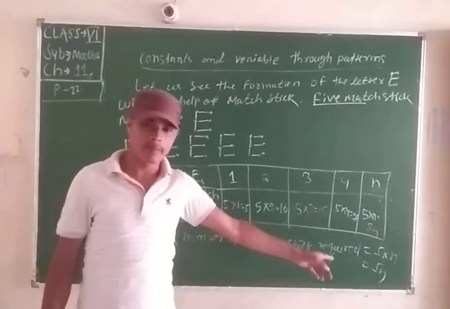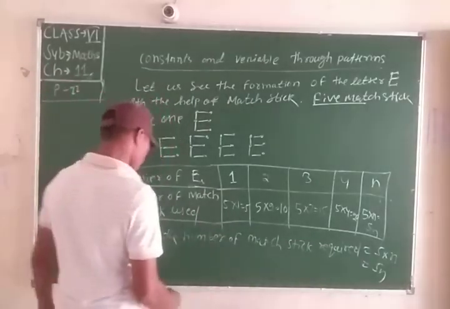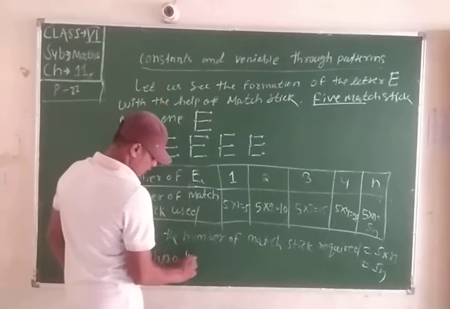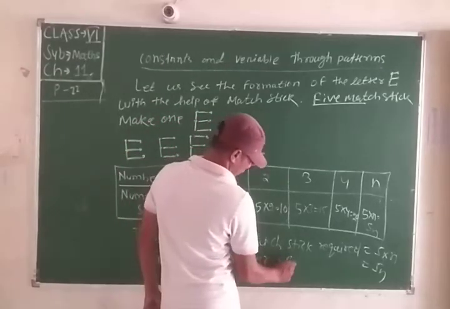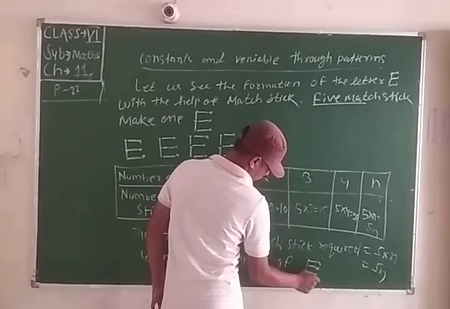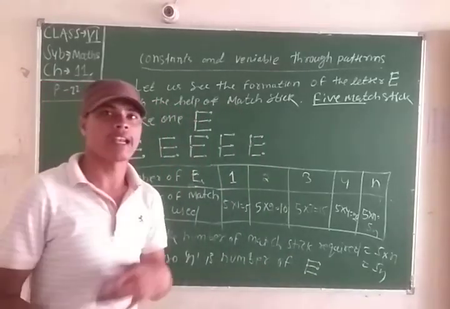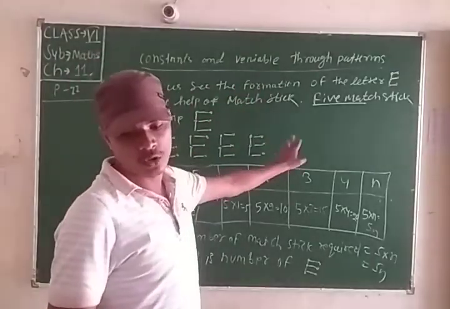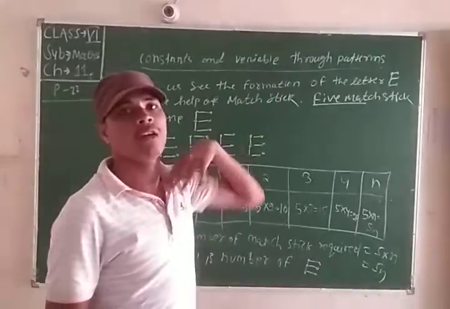Here n is the number of Es. It is also written here: n is the number of E. Clear about this? Then we can write variables and constants through patterns. Here we learned the two patterns, and you can easily represent variables and constants using patterns.